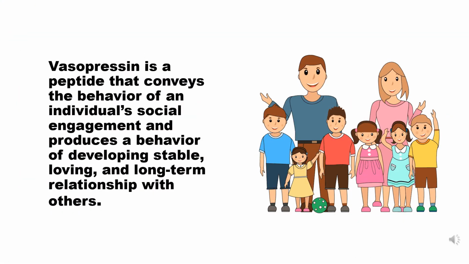Another element that promotes love is vasopressin. It is also a peptide that conveys the behavior of an individual's social engagement. One of its roles is to produce a behavior of developing stable, loving, and long-term relationships with others.